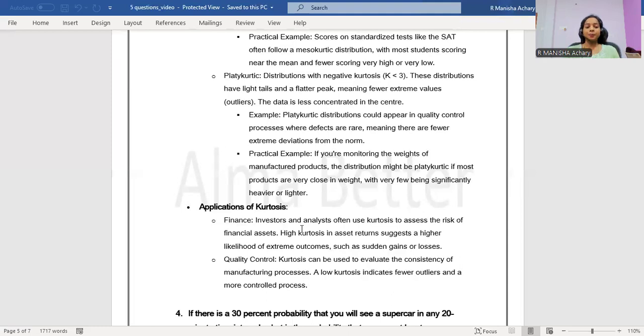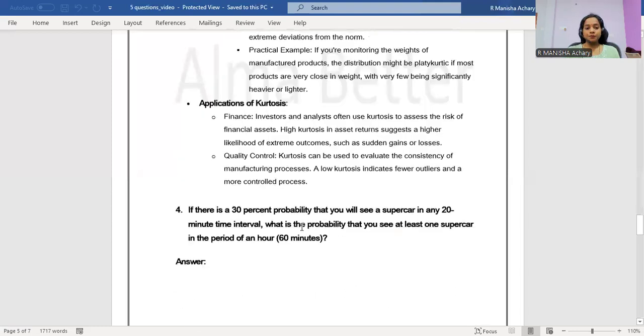Application of kurtosis in finance. Investors and analysts often use kurtosis to assess the risk of financial assets. High kurtosis in asset returns suggests a higher likelihood of extreme outcomes, such as sudden gains or losses. In the quality control field, kurtosis can be used to evaluate the consistency of manufacturing processes. A low kurtosis indicates fewer outliers and a more controlled process.